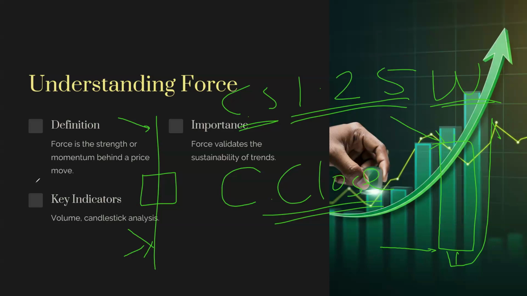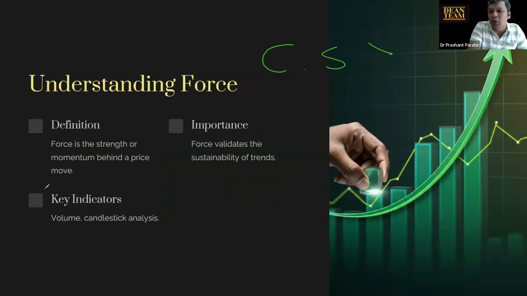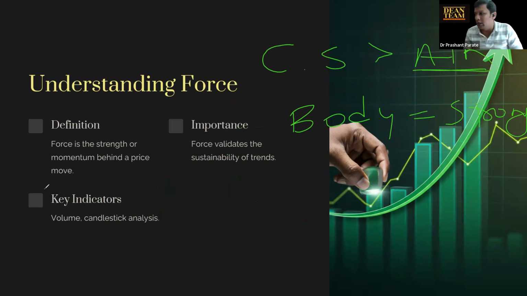Yes. So one is candle spread, average candle spread. If it is more than average, we'll write more than ATR. Then the body is strong. So if the body is strong, then it is a strongly bullish candle. So bullish force is visible. Apart from this, what do we see?